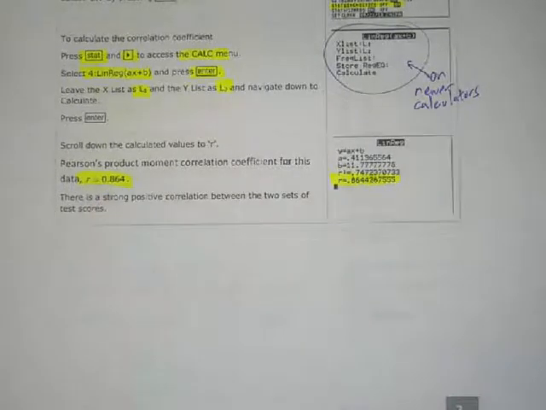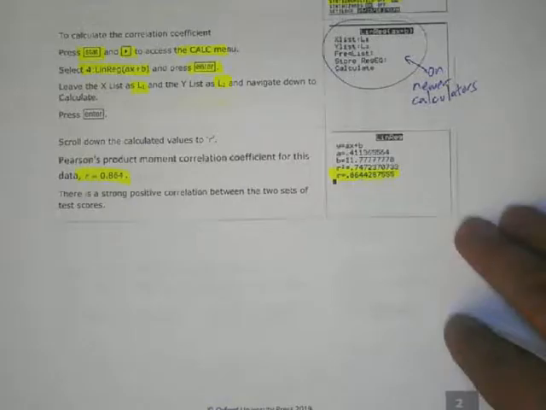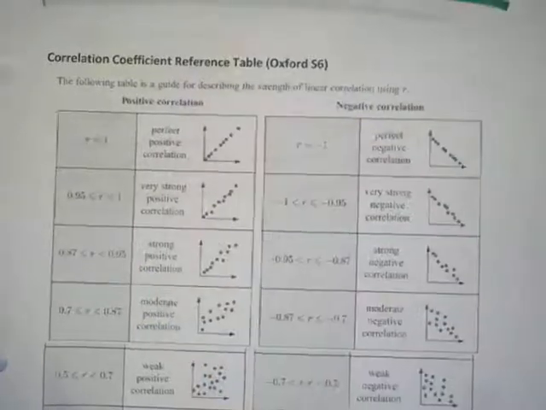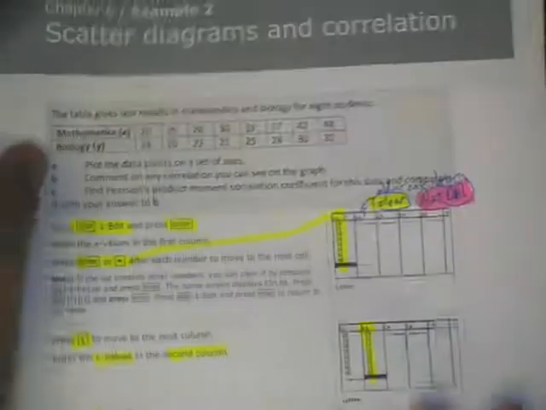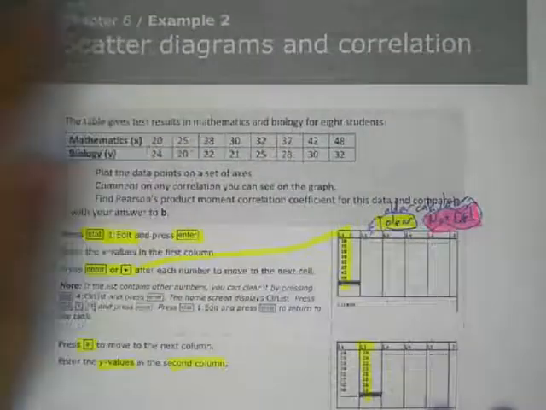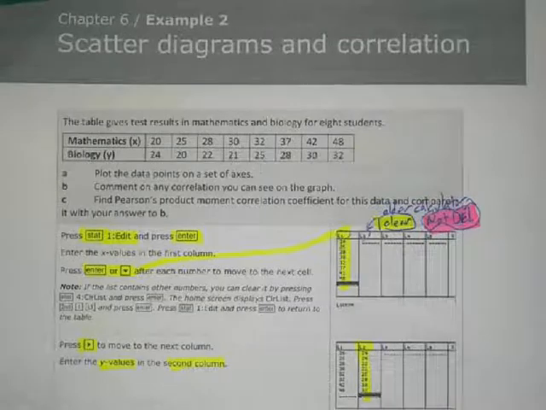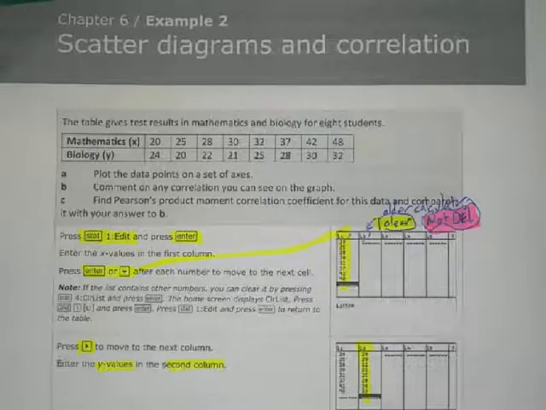Please copy these notes carefully and print up these 2 worksheets. The correlation coefficient reference table, super important to print up, and these calculator instructions, super important, because you will need these when we start studying in April and May for the IB test.